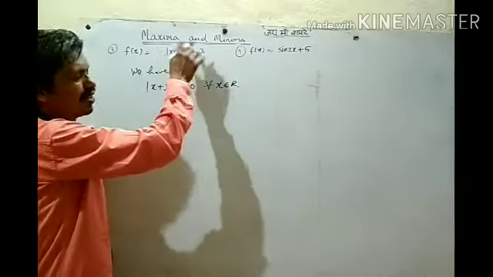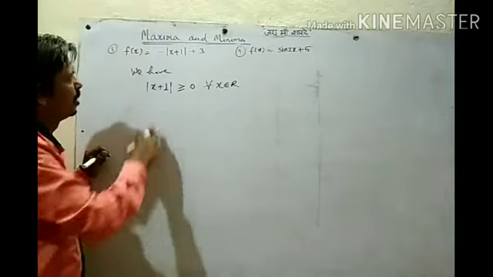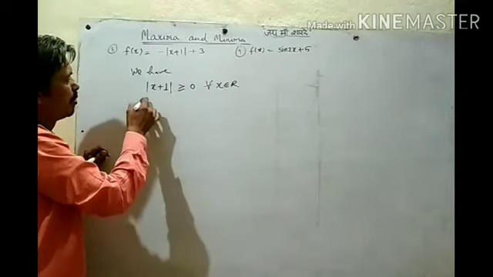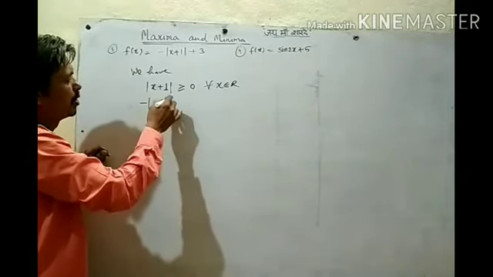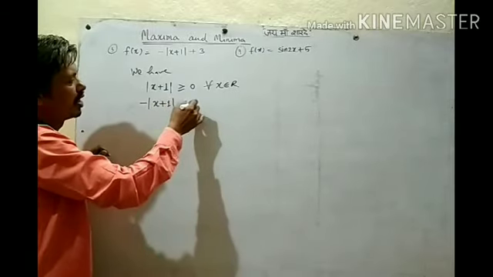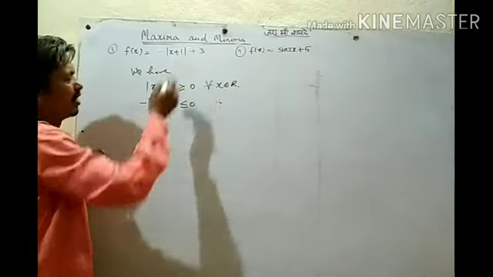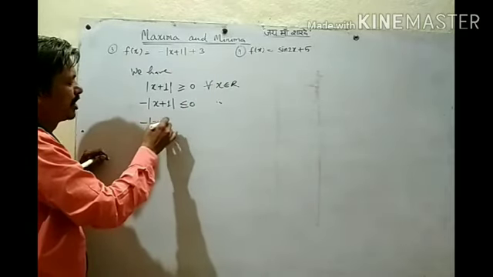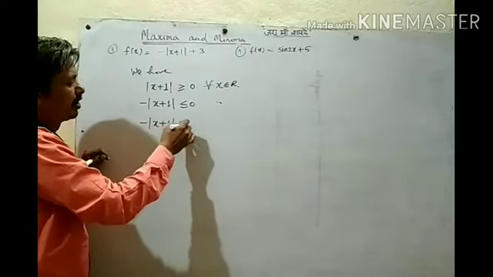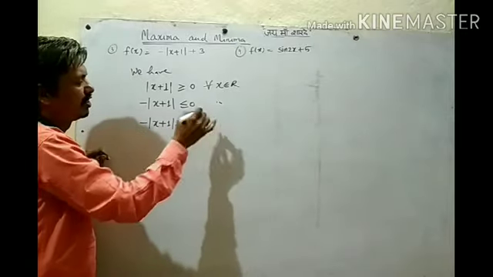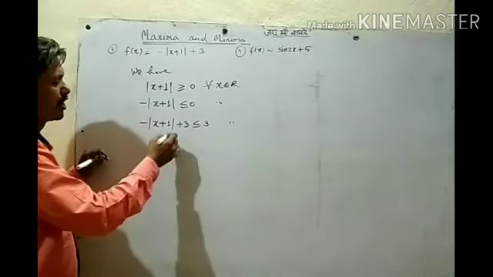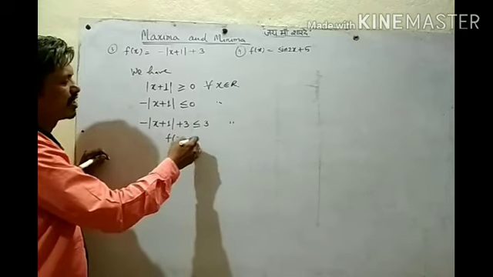Again the domain is the set of real numbers. Here we have minus, so multiplying by a negative number, it will be less than or equal to 0 for all x. Then you have plus 3, so add 3 on both sides. Adding 3 on both sides, we get for all x, our f of x is less than or equal to 3.